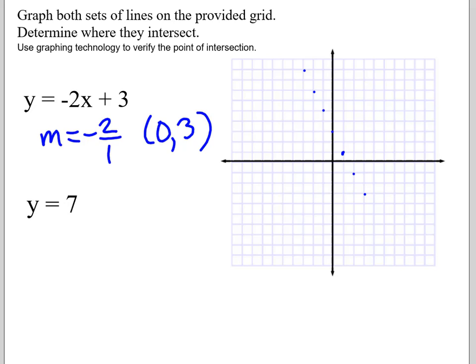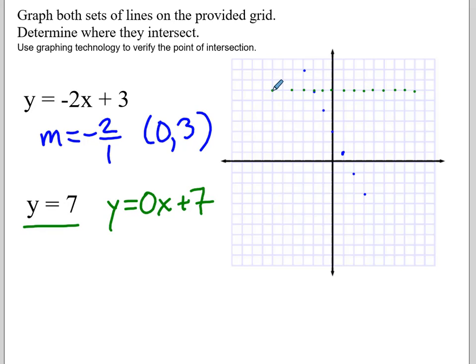Now this one here gets people. Okay, so there's a couple ways you can write this. This is 0x plus 7. That's one way. The other way is y equals 7. Every single point has a y value of 7. Okay, so if you look at your graph, 2, 4, 6, 7. Every single point on this line has a y value of 7. It doesn't matter what the x value is, but every single point has a y value of 7.